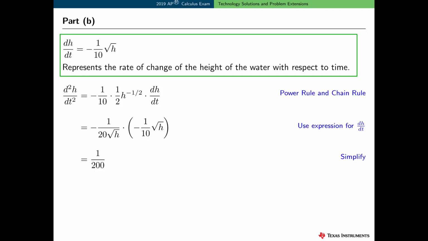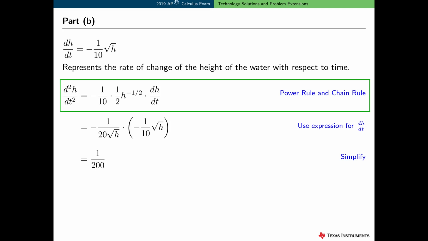To answer part B, we need to find the derivative of dh/dt. So we take the derivative of both sides with respect to t. And remember that h is a function of t. On the left, we get d squared h over dt squared. On the right, minus 1/10 is a constant. Take the derivative of the square root of h, or h to the 1/2, using the power rule, and then use the chain rule. Multiply by the derivative of h with respect to t.